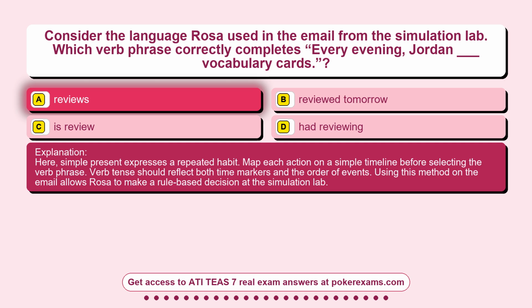Here, simple present expresses a repeated habit. Map each action on a simple timeline before selecting the verb phrase. Verb tense should reflect both time markers and the order of events. Using this method on the email allows Rosa to make a rule-based decision at the simulation lab.